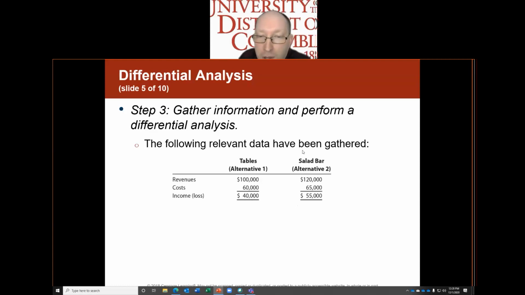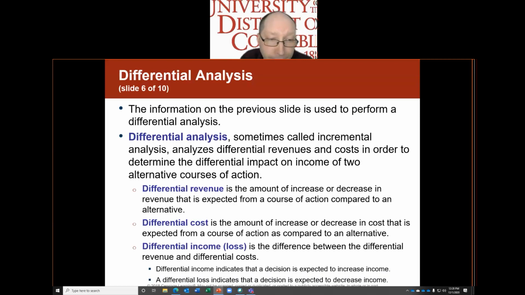Alternative 2 is we replace those 3 tables with a salad bar. The potential income would be $55,000 from the salad bar. So far, the salad bar looks like a good choice. So using that information that we just saw, we perform a differential analysis.